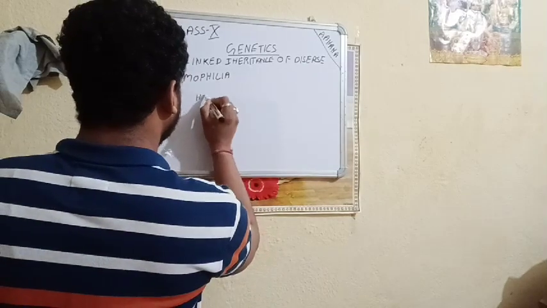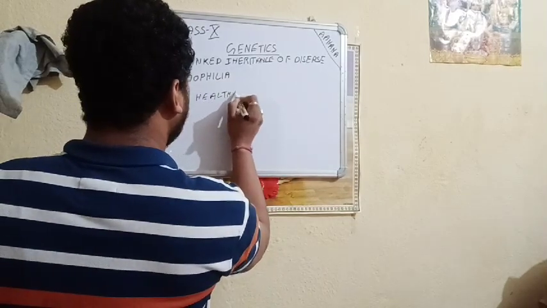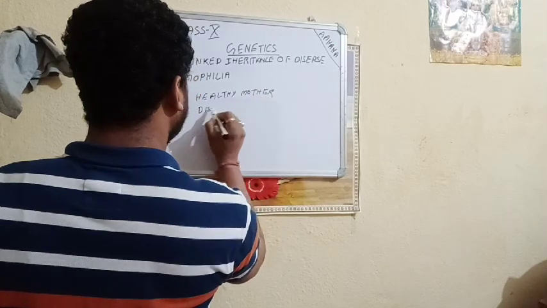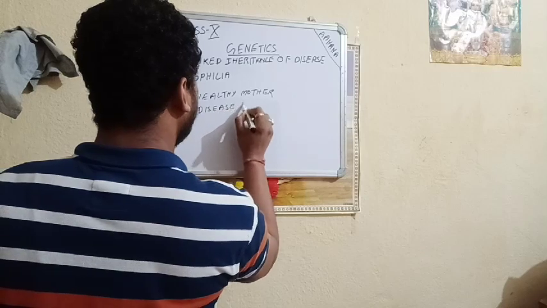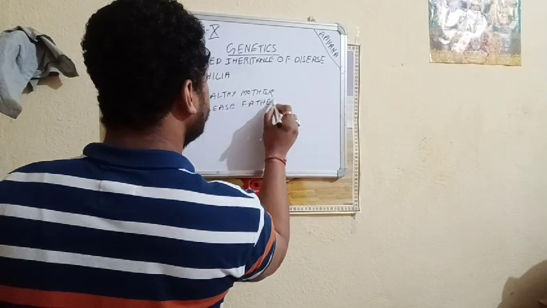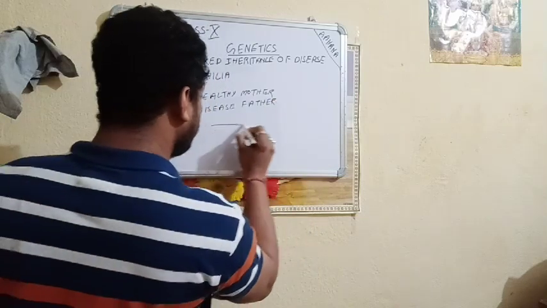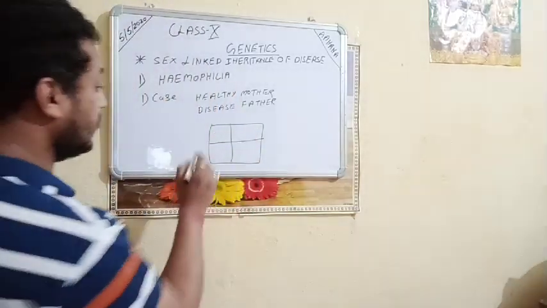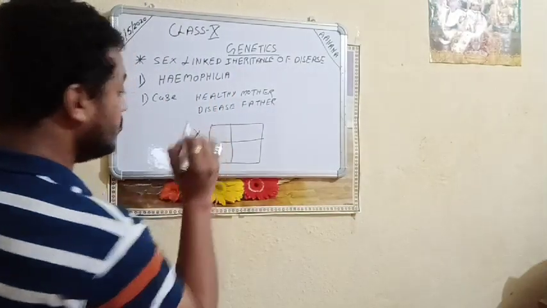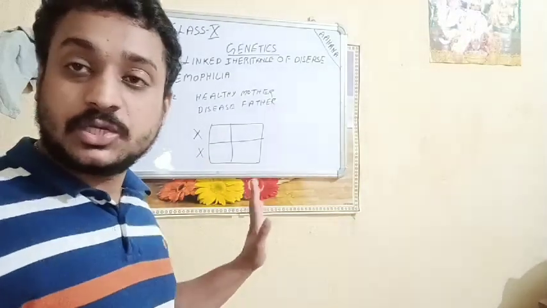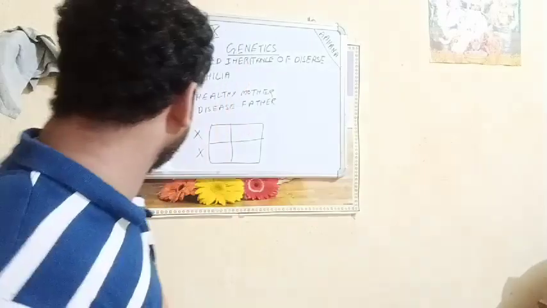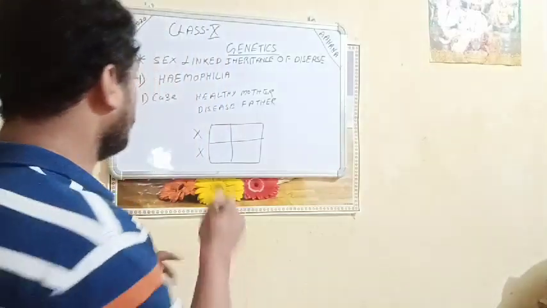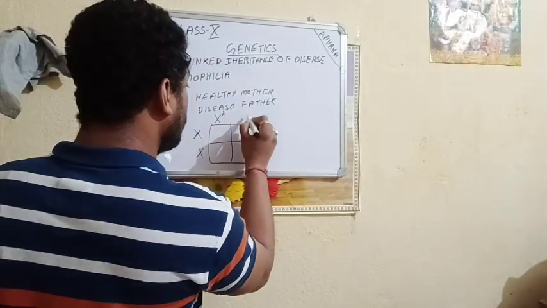So healthy mother and diseased father. Healthy mother and diseased father. So let us make it as such. Let us make a cross. What was the first case? Healthy mother means X, no alteration or no proper affecting of the X chromosome of the mother. So healthy mother, diseased father. Father is diseased, so we can write here X, small h and Y.